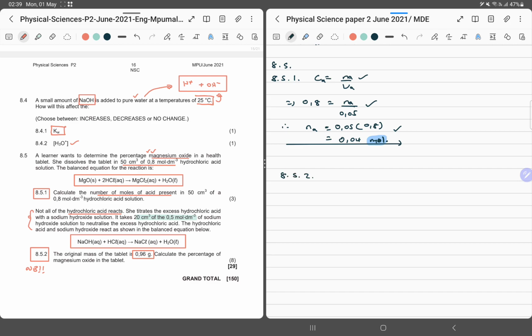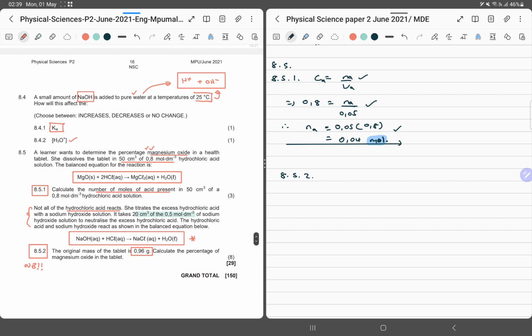8.5.2. Now, where do we begin? First of all, we want to know the number of moles of hydrochloric acid in excess. And how we're going to know them is if we start here, because those number of moles are completely neutralized by the number of moles of the base. Then we will know what was the number of moles that actually reacted with the magnesium oxide. So we're going to start from the bottom up.